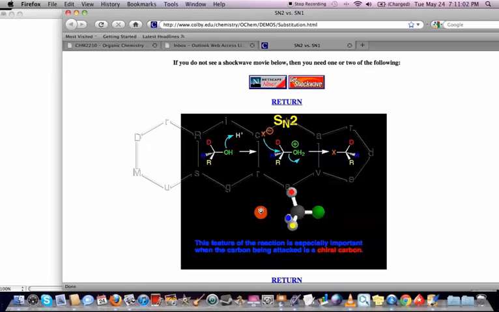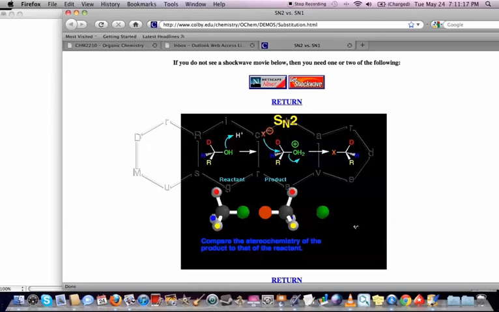Now you can see that what's going to happen when this comes in and attacks from the back, the product we get, and it'll be a single product, will be the exact opposite stereochemistry to what we started with. So there you go. The product looks like this and the reactant looks like this.